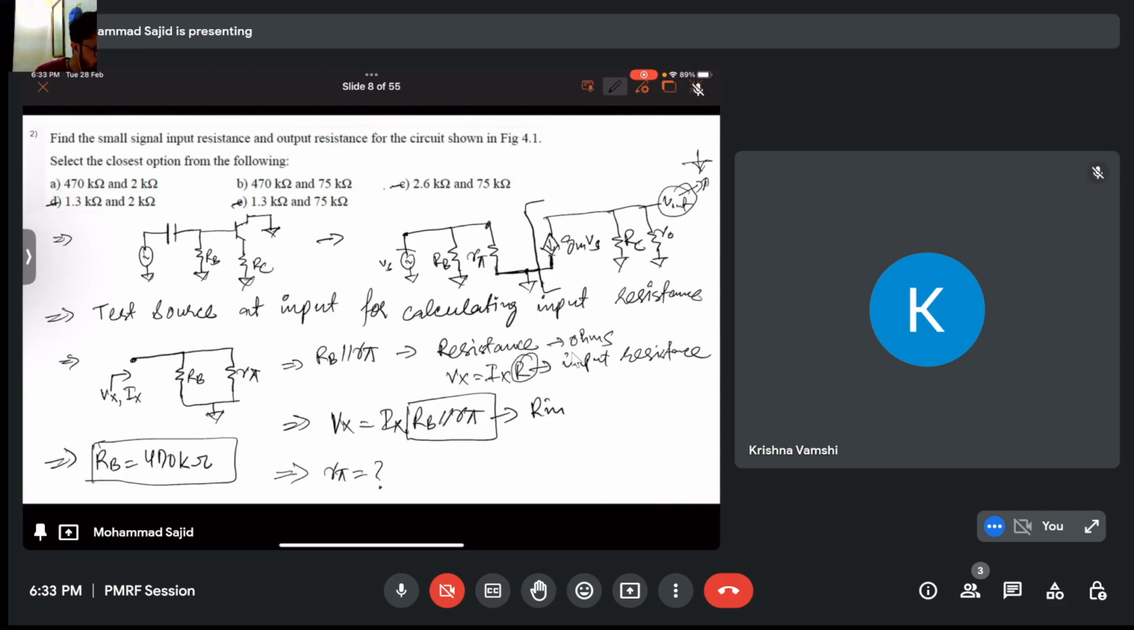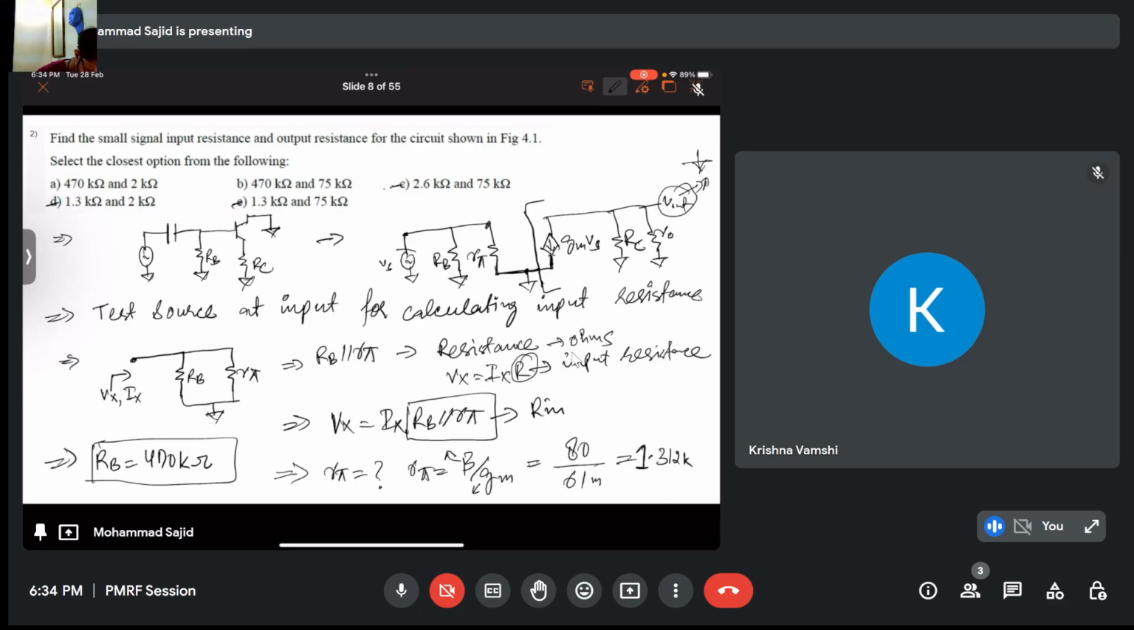R pi is given by beta by GM, right? We have calculated GM in the previous part. Beta is given to us. Now can we write directly what R pi is? 80 by 61 milli, right? GM was 61 milli, right? Yes. So beta is given to us as 80. That comes out to be 1.312K. This is my R pi.